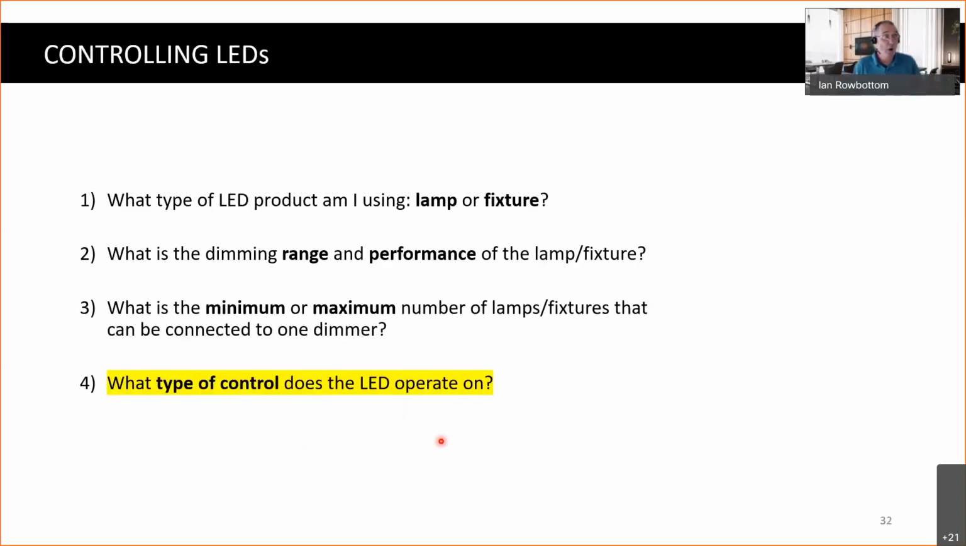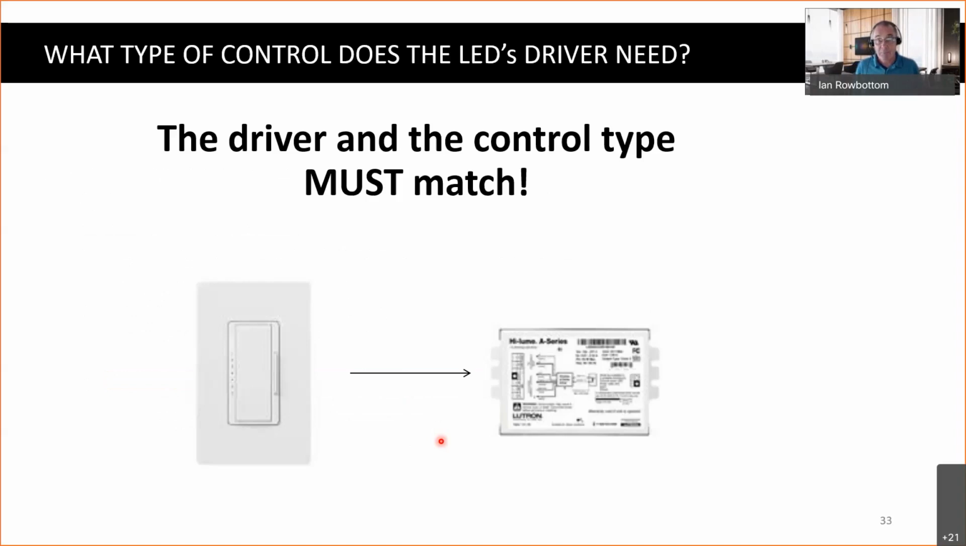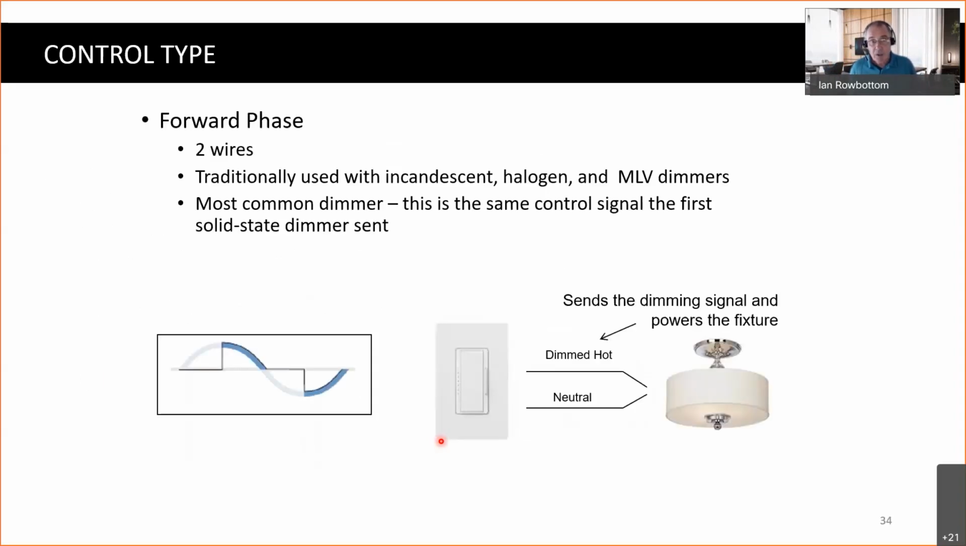So the next question is, what type of control does the LED operate? What type of dimmer do I need? The driver and the control must match. And this is where a lot of customers have serious problems, because the dimmer they purchase to drive the fixture that they want is incompatible. So there's multiple types. There's 2-wire forward phase. That would be the typical screw-in LED or a 2-wire LED fixture. This is the most common dimmer that's out in the world.